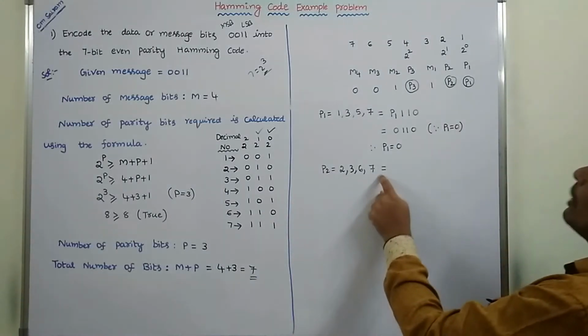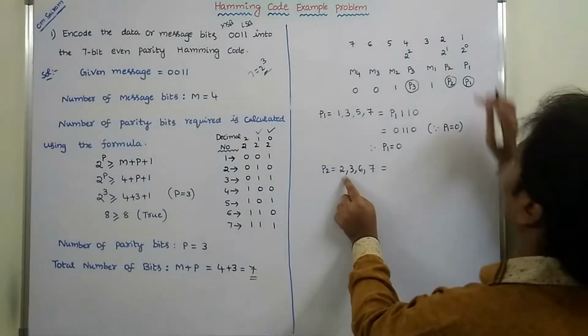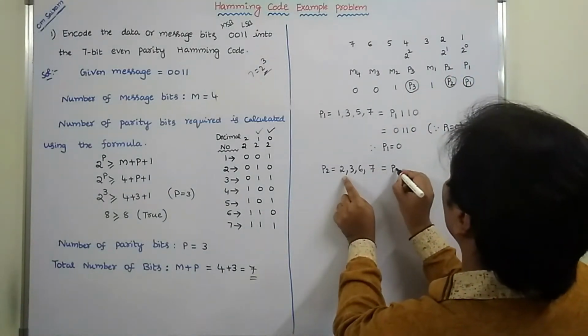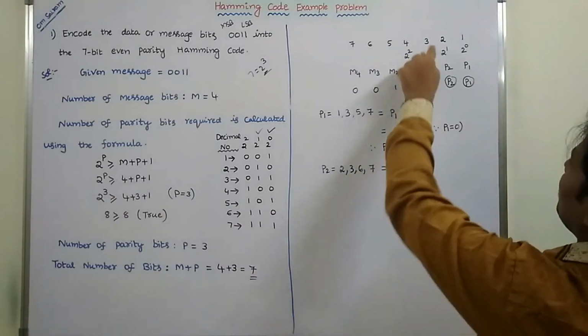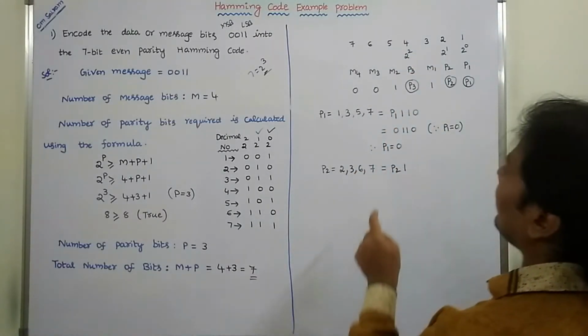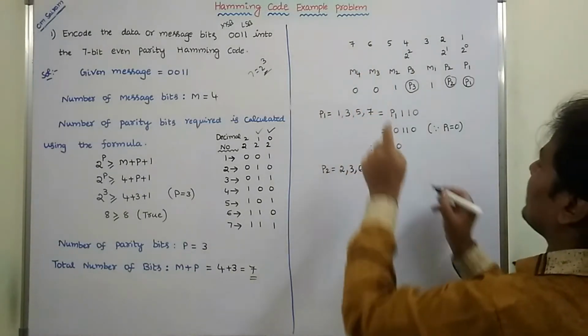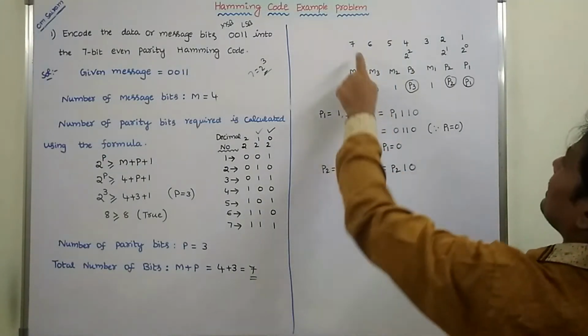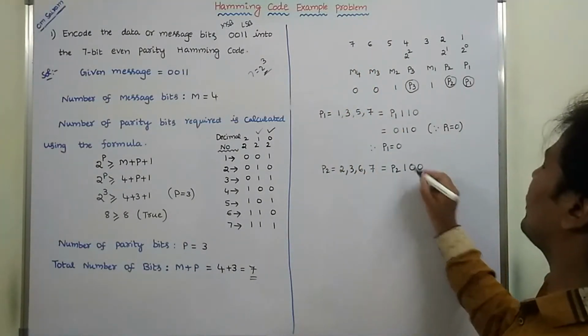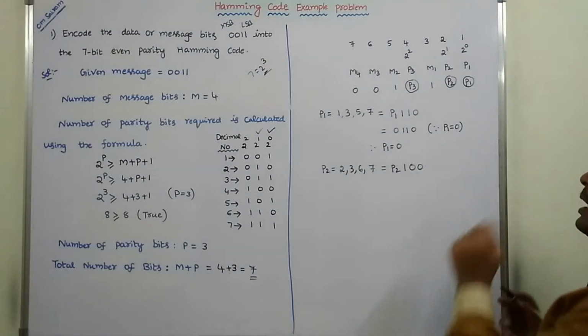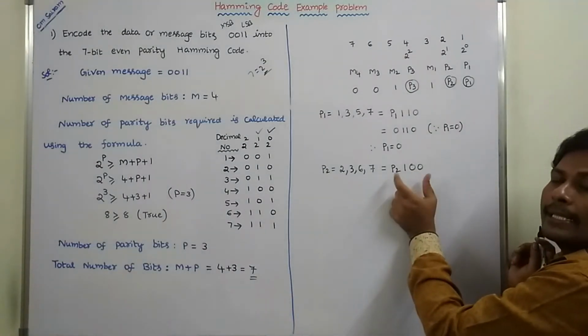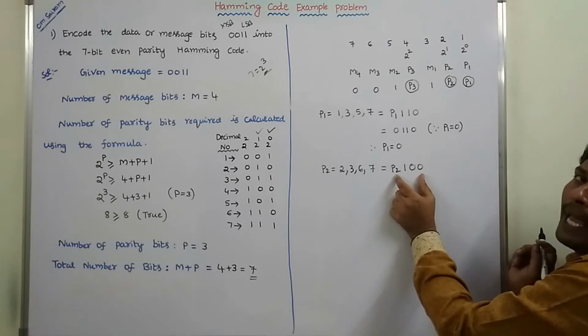What are the corresponding values there? At the second position, P2 is there. At the third position, what is the value? 1 is there. At the sixth position, what is the value? 0 is there. At the seventh position, what is the value? 0 is there. Here this message is sent with even parity.